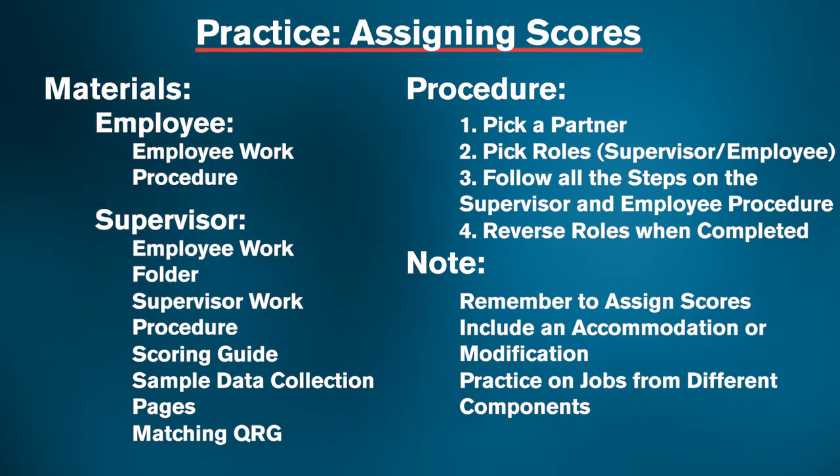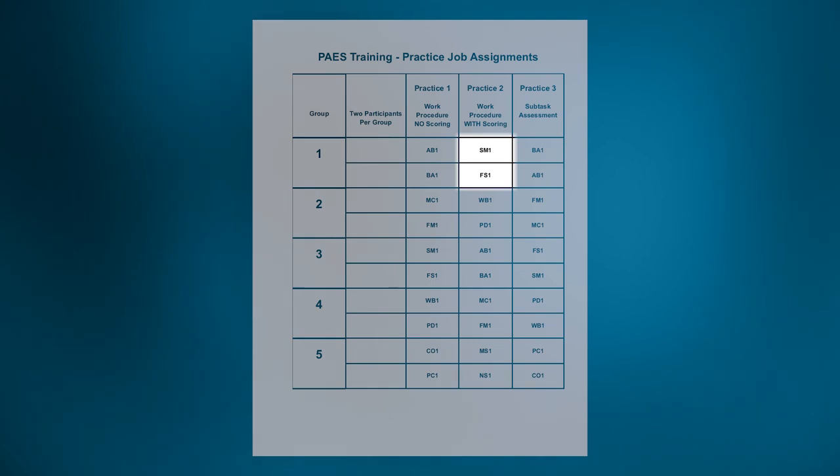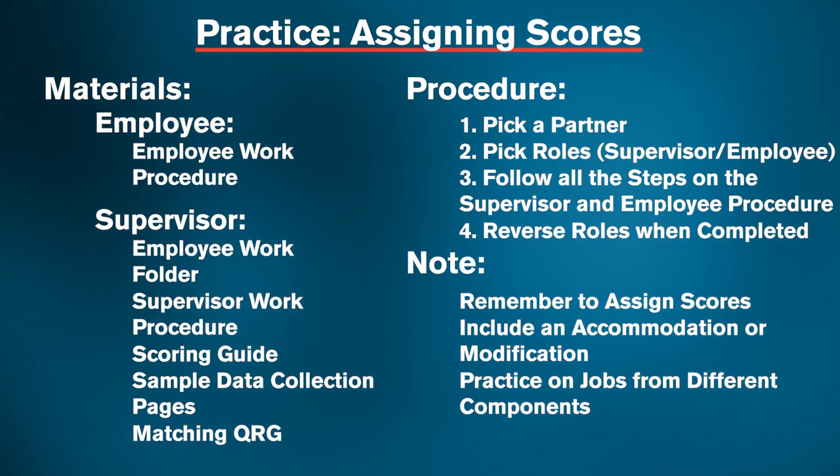While performing this practice, go through all the steps on the employee and supervisor work procedure with scoring. After you've completed one full job and scored it, switch roles. Include a modification or accommodation for each employee during the practice. And finally, before you begin, each pair of trainees should select a pair of jobs listed on the PAES Practice Training Job Assignment Sheet for you to use in this practice. Okay, you're ready. Now pause this video and perform the practice.